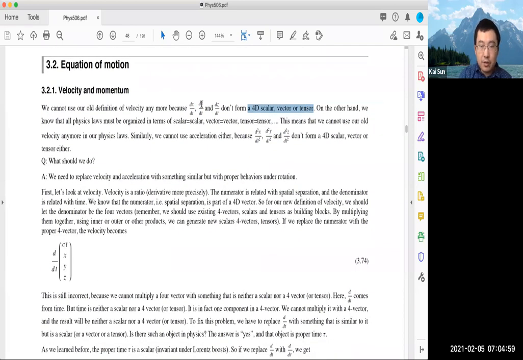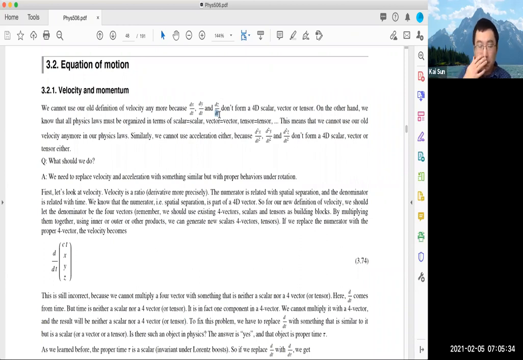Well, there are two problems we need to overcome here. This is not a 4D scalar, 4D vector, or 4D tensor for two reasons. The first reason is that the numerator x, y, z is not a 4D vector. x, y, z themselves are only a 3D vector. And the second problem is dt. This derivative is not a 4D scalar, and not a 4D vector either.